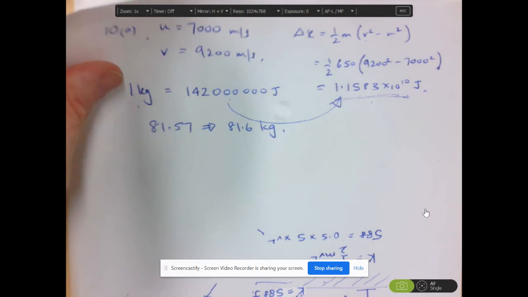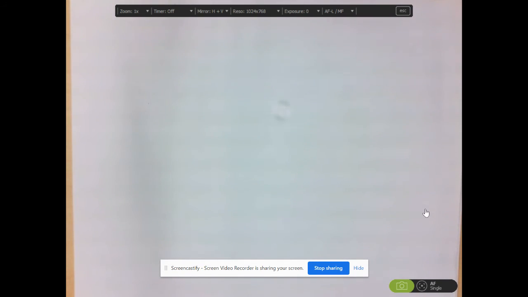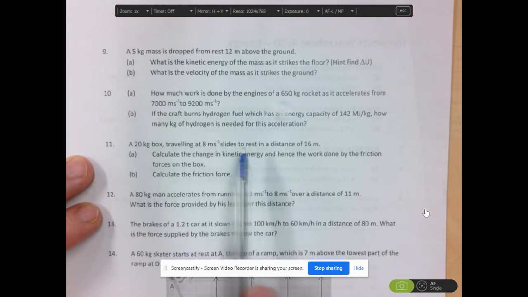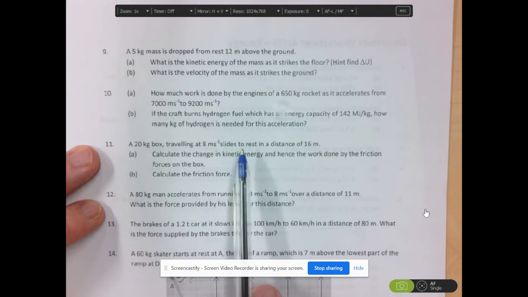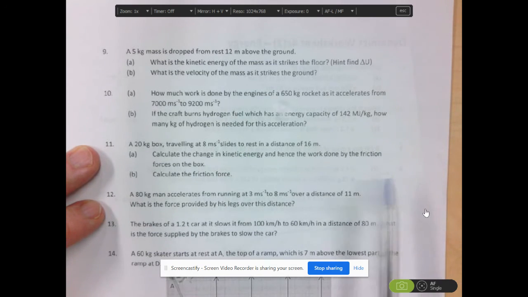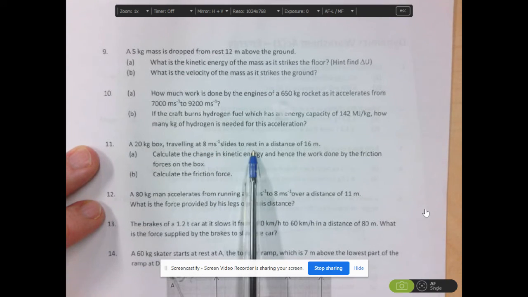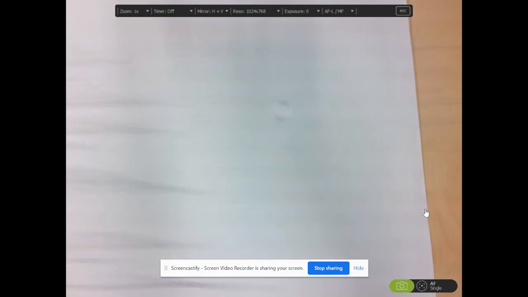Question 11, which is the last one I want to do because it contains friction. Question 11 is asking about how much friction on a box. I want to do this because it's quite important when it comes to work. A 20 kilogram box is traveling at 8 meters per second and it slides to rest. Why is it sliding to rest? It's because it's got a frictional force on it opposing its motion. And it does this in a distance of 16 meters. So we want to calculate the kinetic energy change.